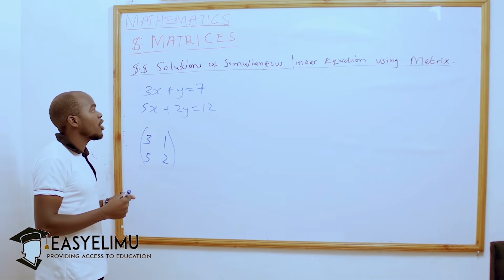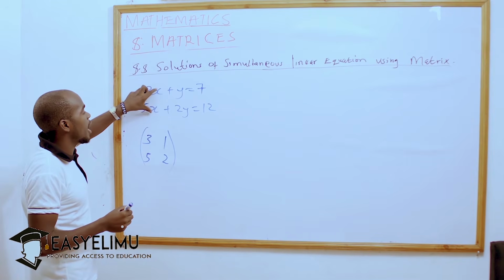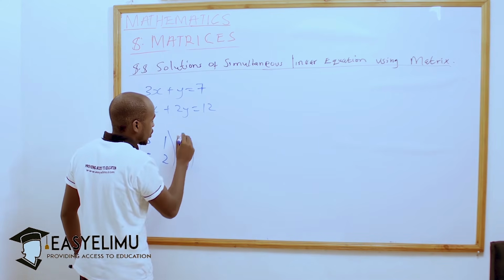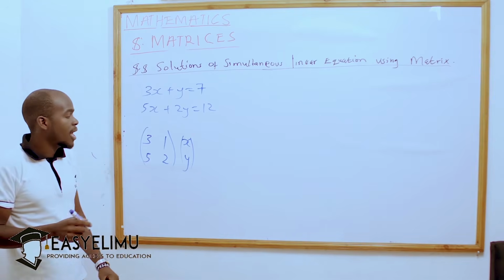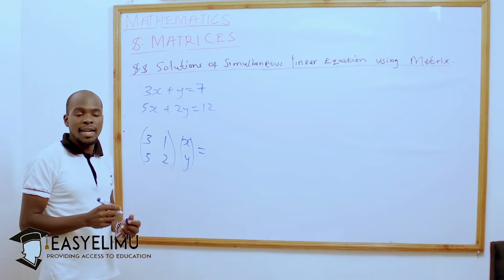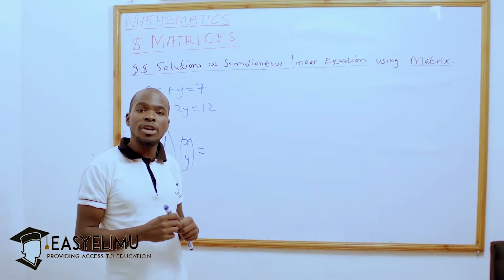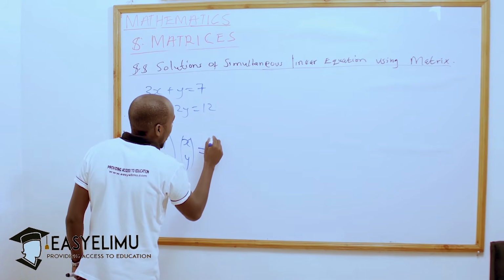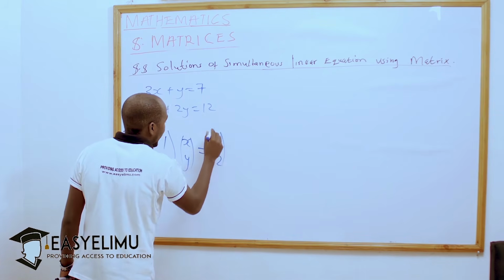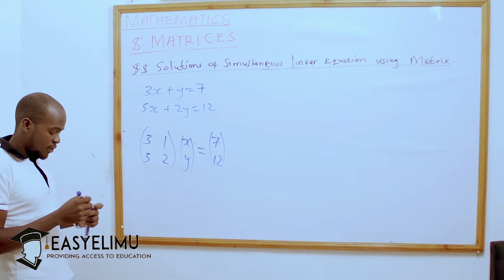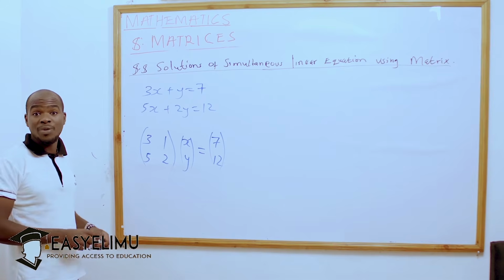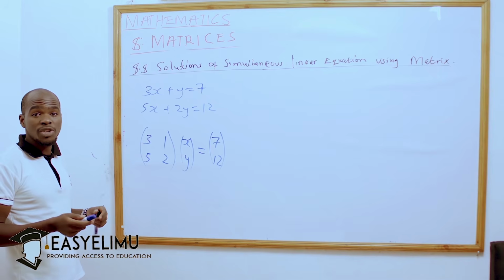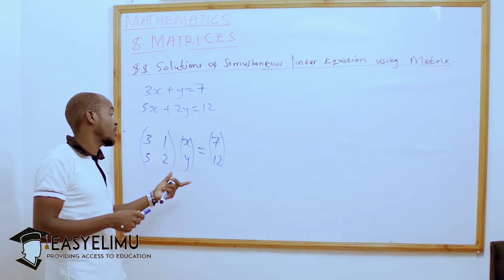From this, we proceed with x and then y. So we shall now form a matrix of our variables, which is x and y, and then a matrix of constants. The matrix of constants is what we shall have as the result. So we form another matrix here, which is 7, 12, and that is the matrix of constants. From there, we can solve this the way we were solving multiplication of matrices, so we can use that method to solve this one here.